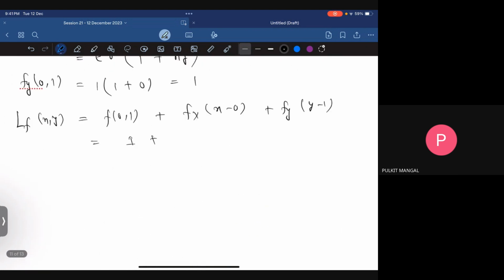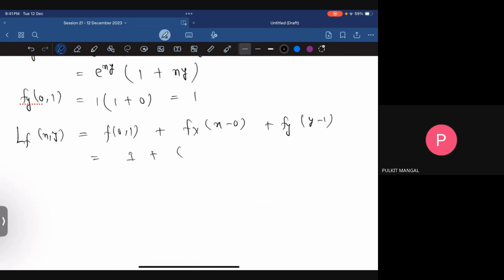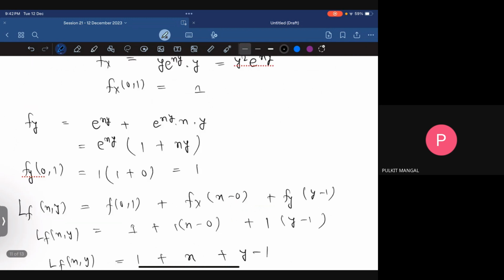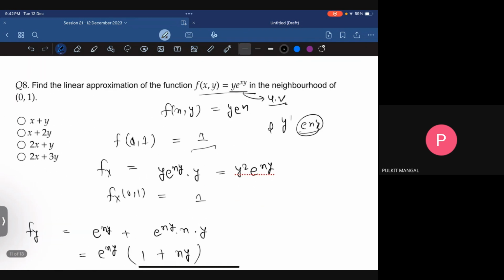The function will cancel. 1 times x minus 0 plus 1 times y minus 1. Okay, so if you just simplify, plus y minus 1, you will get x plus y. I hope there should not be any doubt for this question, right? First option is correct, right?